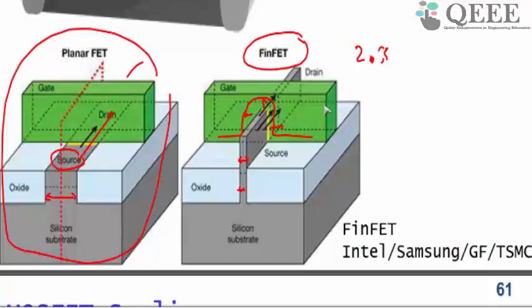Different companies may have their own terms. For example, most of the companies call it a FinFET. Intel calls it a tri-gate device, but all of them are the same. So suppose you buy a chip from Intel or Samsung or Qualcomm, most of them are composed of FinFETs these days.